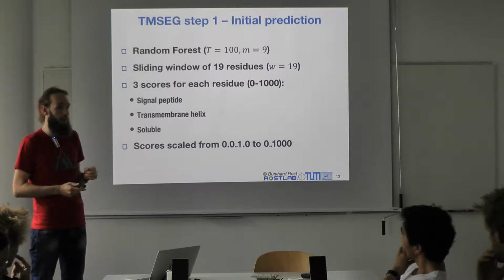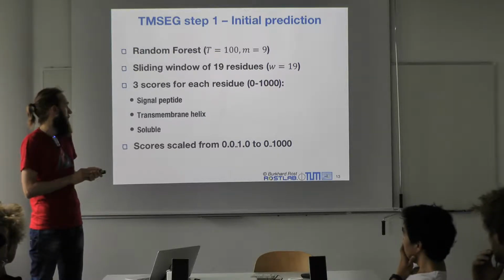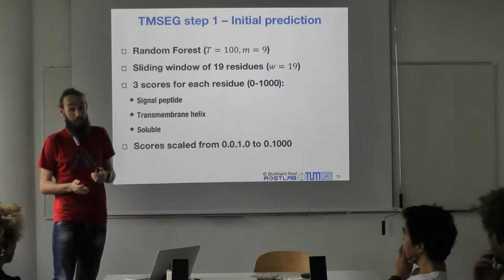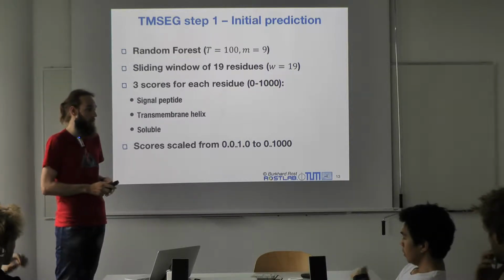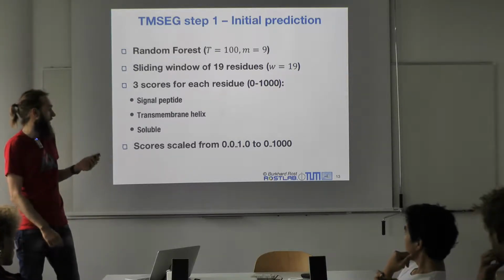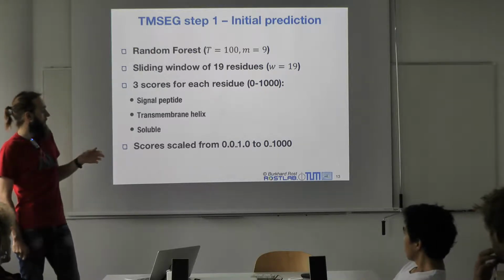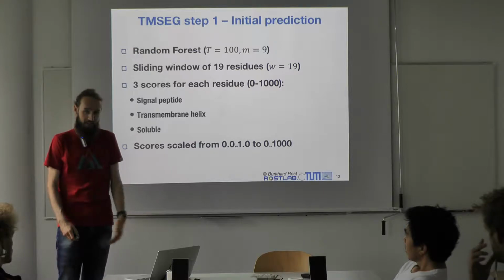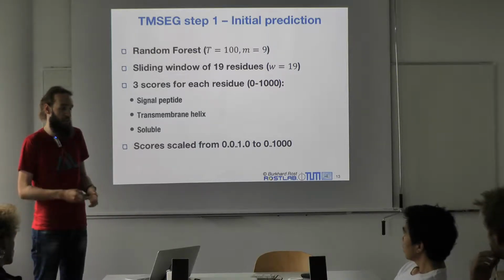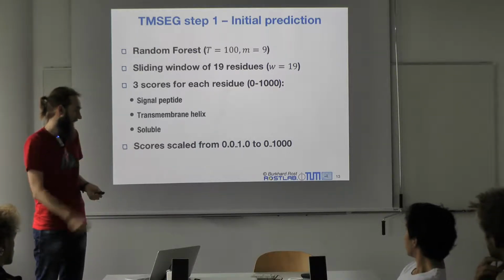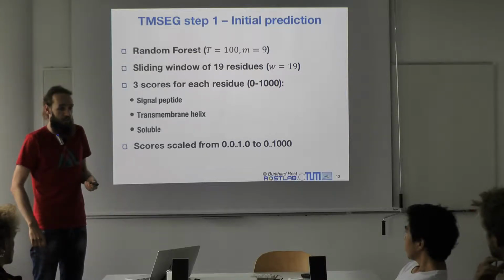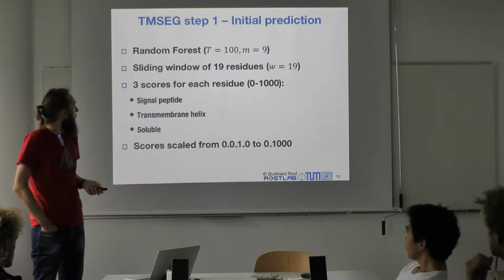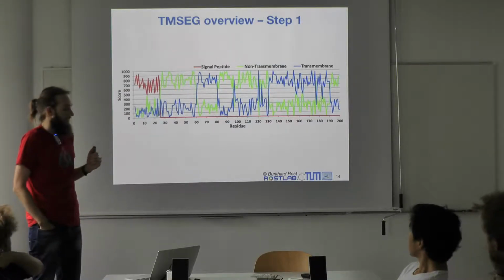The output of the forest is 3 different scores: the probability of every residue to be a signal peptide residue, a transmembrane helix residue, or a soluble residue. And then simply for calculation reasons, we do not use the probability from 0 to 1, but integers from 0 to 1000, because calculating with integers is faster and we don't need the additional accuracy of the floating point. So the 4 digits there are more than enough. And then the result looks something like that.